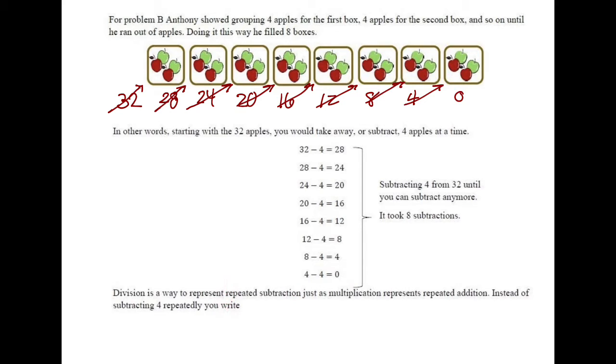Okay, so multiply was repeated addition, exponents are repeated multiply, and division is repeated subtraction. So instead of writing minus 4, minus 4, minus 4, minus 4, minus all the way down, you're going to divide.